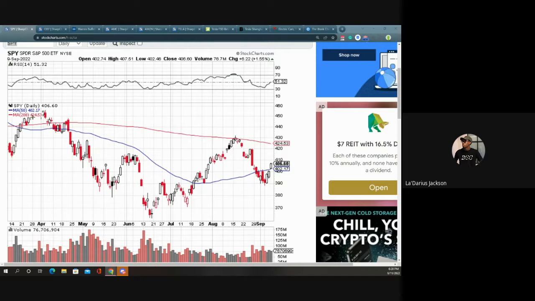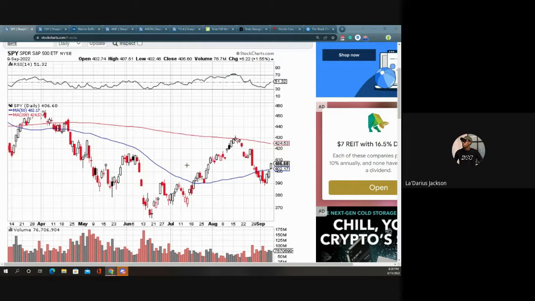The MA200 is the exact same thing, but it's taking into account more days. If this is taking 50 days, this is taking 200. We can see that the 200-day moving average is a bit of a stricter line, a straighter line, because it's taking into account more days at a time. This one is more flexible because it's only taking into account 50 days.